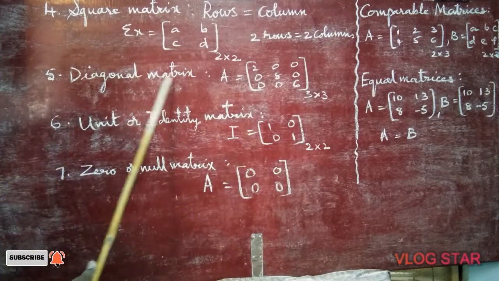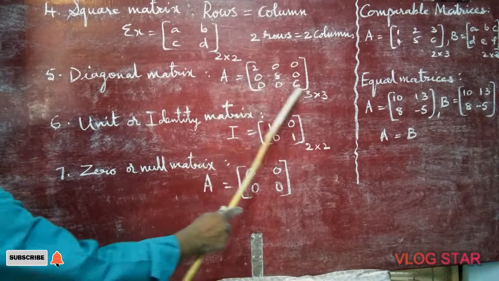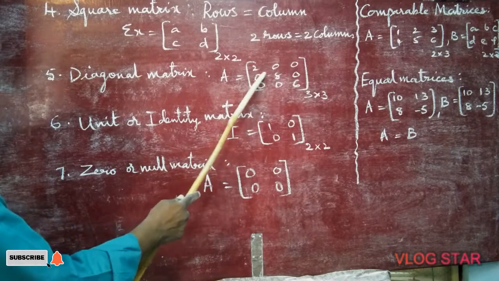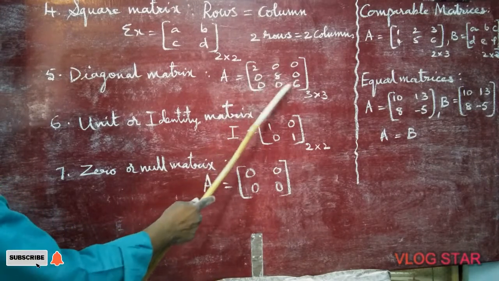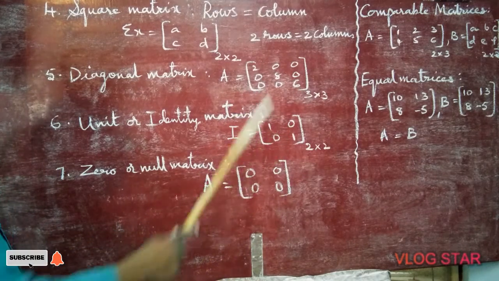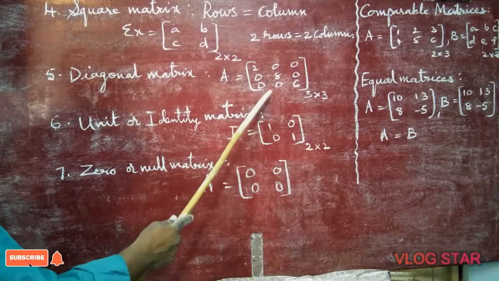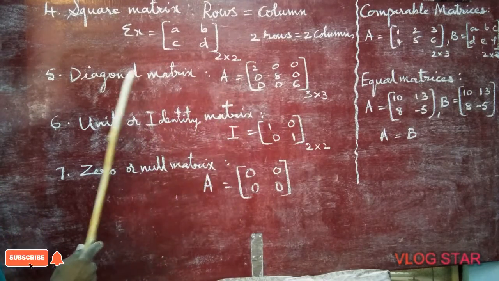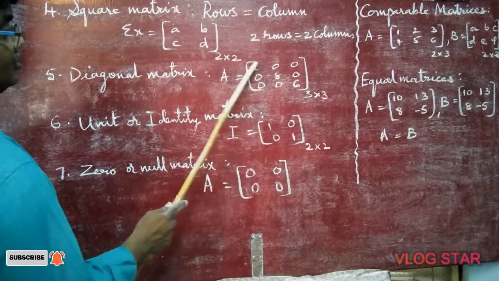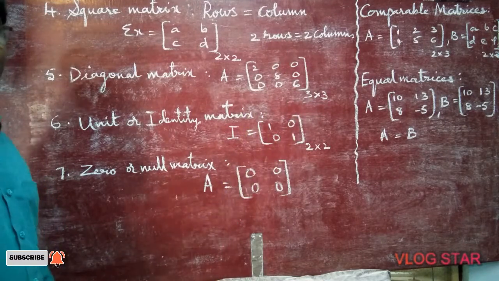Fifth one, diagonal matrix. Diagonal means, you know, from top to bottom, slanting. There will be a slope. 2 0 0, 0 8 0, 0 0 6. Other than 1, any number you can put. Then we call this type of matrix a diagonal matrix. In this matrix, what is the order? 3 rows are there, 3 columns are there. 3 by 3, the way of reading.